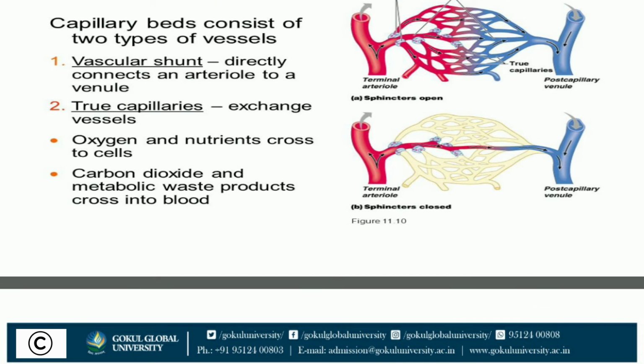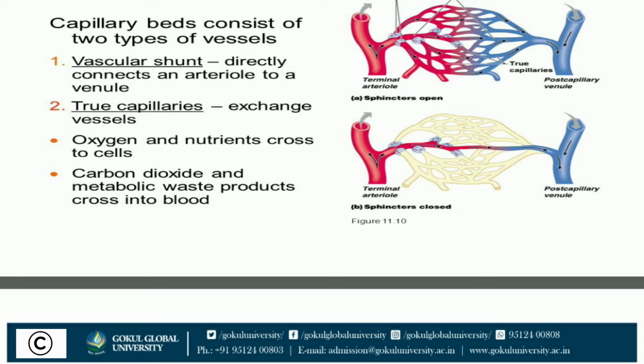Capillary beds consist of two types of vessels. A vascular shunt directly connects an arteriole to a venule. Arteriole to venule is termed a capillary bed. True capillaries are exchange vessels: oxygen and nutrients cross to cells, and carbon dioxide and metabolic waste products cross into the blood.